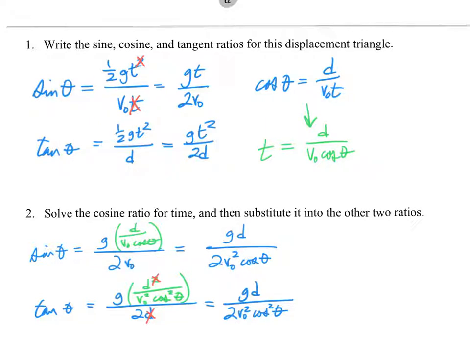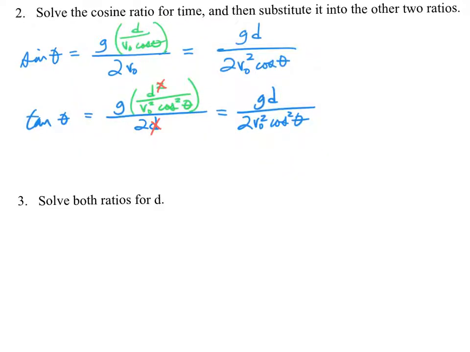And then we are going to solve both of these for d. So let's take this first one for sine. D would be, so if I take all that stuff that's on the denominator and multiply it through on the other side, I'll get 2 v naught squared cosine theta sine theta, and all of that's going to be over g.